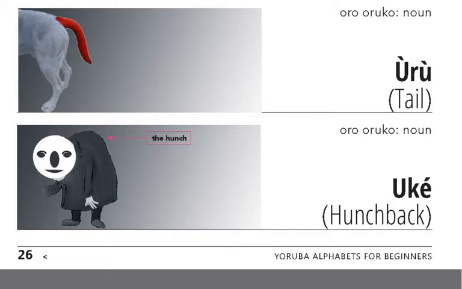Now we have another one. In mainstream Yoruba we say ike, hunchback. Ike, hunchback. But in the local dialect, my dialect for instance, we say uke, hunchback. So that's why I said U is a very special alphabet.